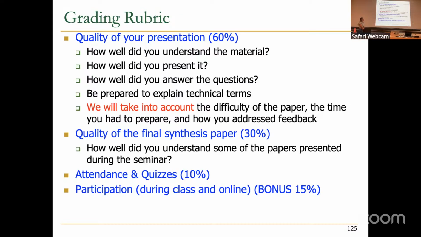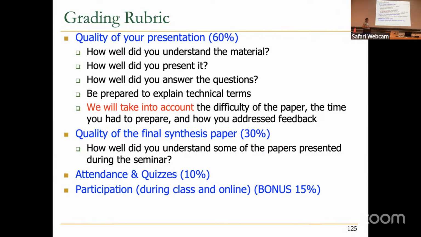Then we're going to grade you on your final synthesis paper. This is going to be 30% of your final grade. It has to do with how well you understand the papers presented, and you're going to answer questions about all the papers throughout the semester. Your attendance in the course, as well as the quizzes that you're going to fill in from one day up until one day after its presentation, is taking 10%.